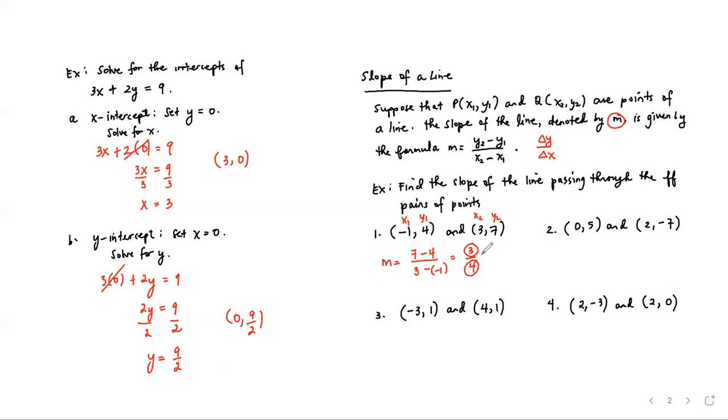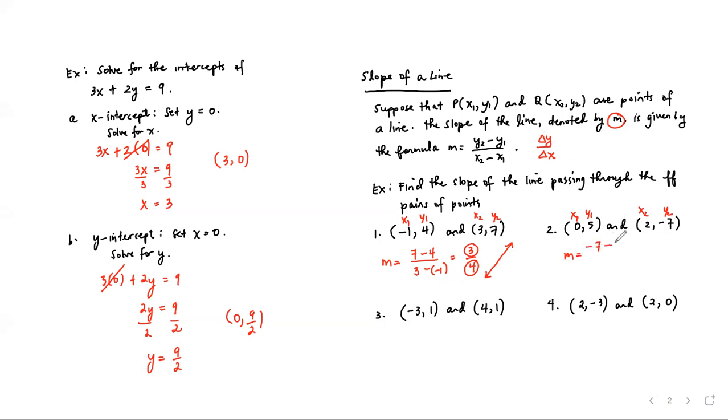So since this slope is positive, the line is sloping upward or it leans to the right side. Now for our second example, we have (0, 5) and (2, -7). So we set x sub 1 and y sub 1 to be 0 and 5, x sub 2 and y sub 2 to be 2 and -7 respectively.